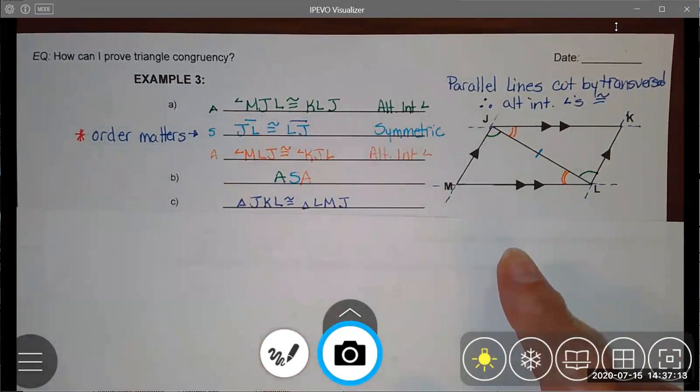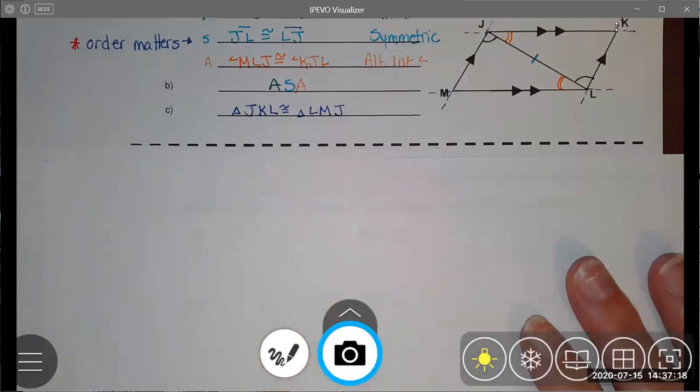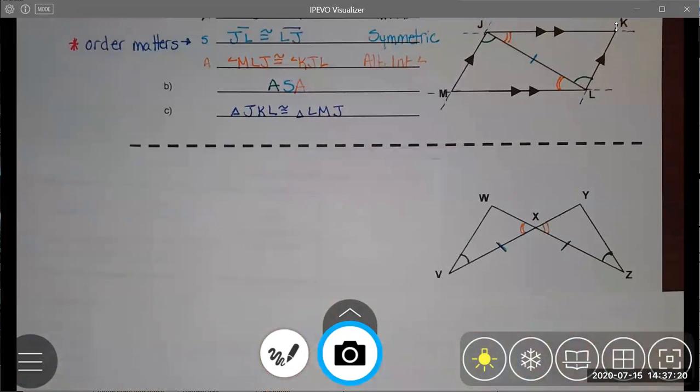There's 3 different ways to name it, and you can choose, so long as your corresponding parts are in the same relative position, you're covered.